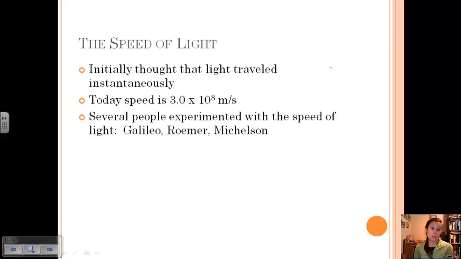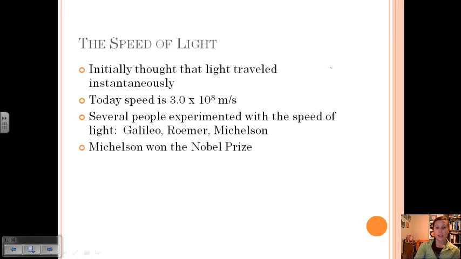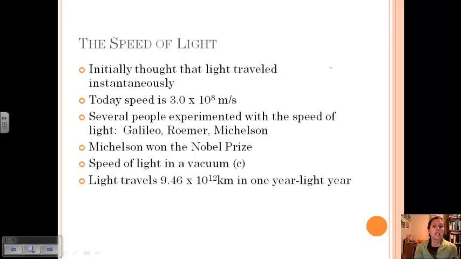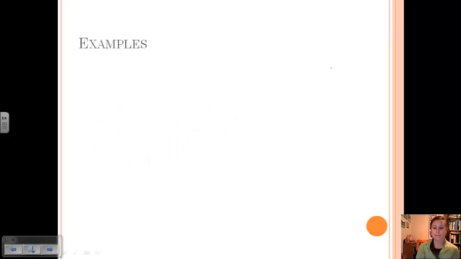Several people have experimented with the speed of light, specifically Galileo, Romer, and Michelson. And Michelson won the Nobel Prize for his experiments with light because he did speed of light in a vacuum. And this is the variable c. So if you think about Einstein's E = mc squared, c represents the speed of light in a vacuum, which we're going to use as 3 × 10⁸ meters per second. In 1 light year, light travels 9.46 × 10⁻12 kilometers, which is a whole lot. So light travels pretty fast.